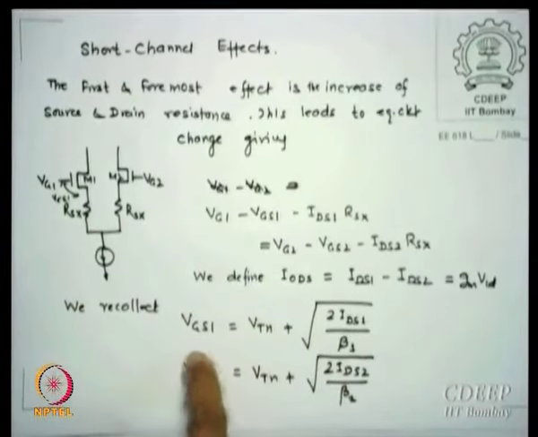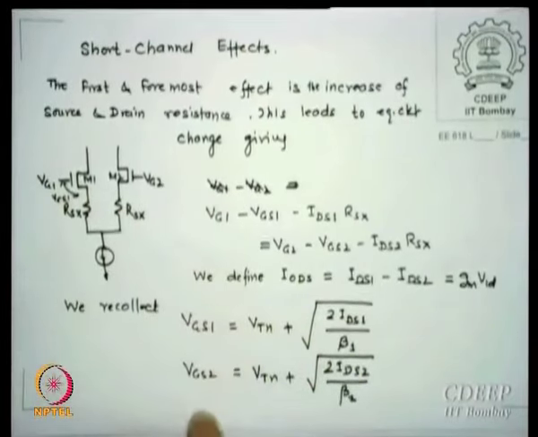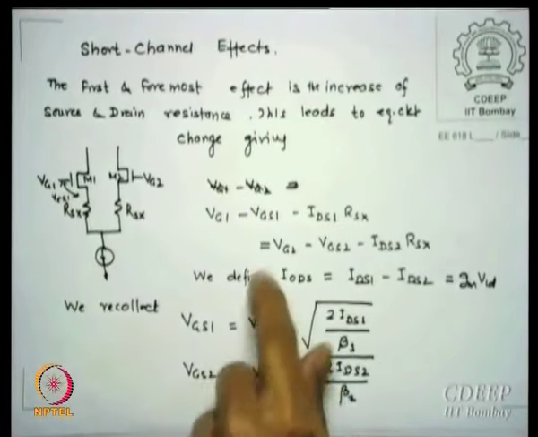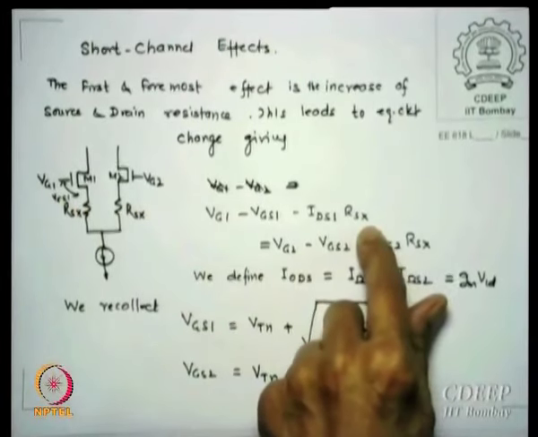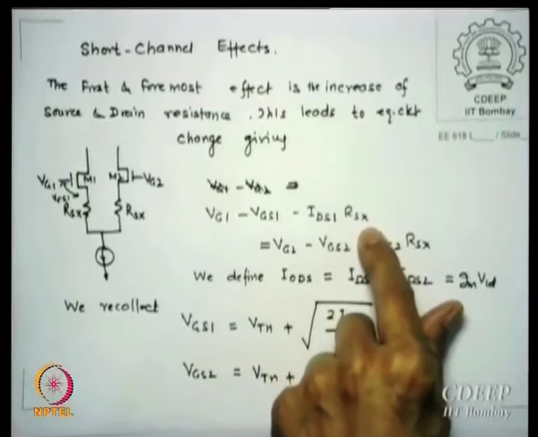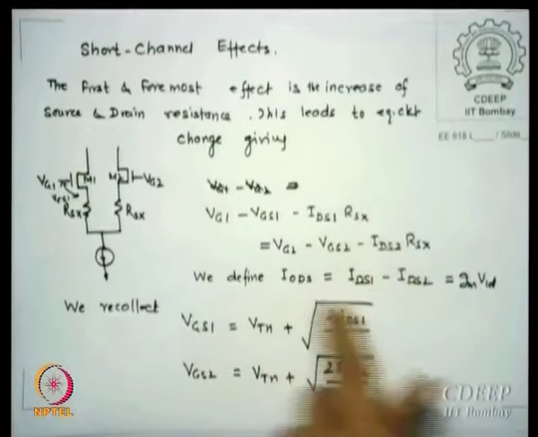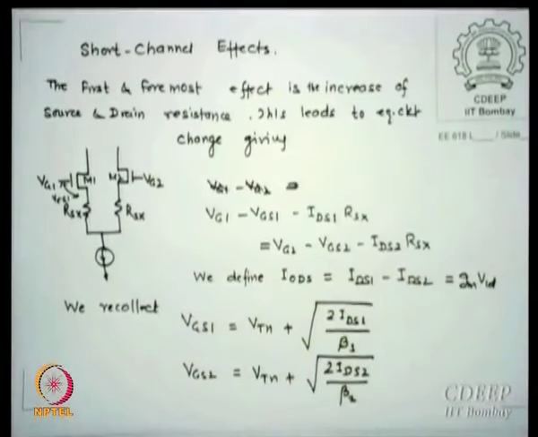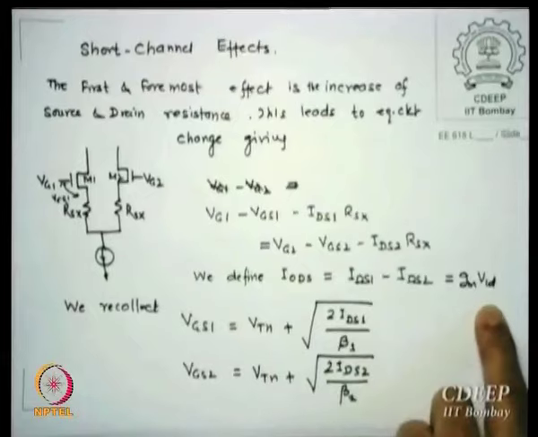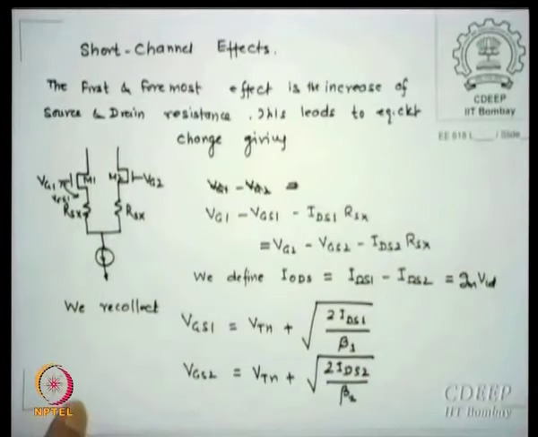So let's do it for a normal device. We have done it. VGS1 is VTN plus root of 2 IDS1 by beta 1. No RSX used right now. But VGS2 is VTN plus this; however, VG1 minus VGS1 minus IDS RSX is the value now. This value was not there earlier. In short channel, this value appeared. And of course, from the other side, VG2 minus VGS2, IDS2 RSX. Now, we define a term IOD, the output current difference, IDS1 minus IDS2, which we know is GM VID. We have already calculated this.